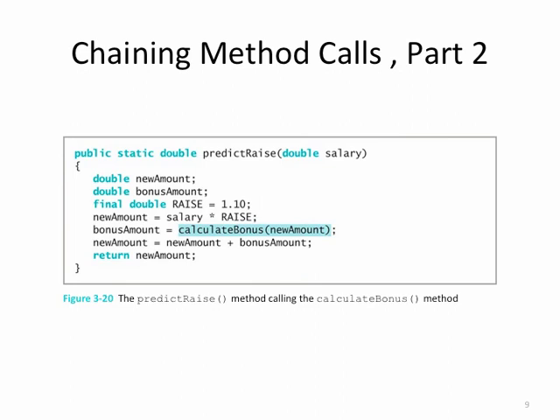Calculate bonus is going to go do its work, whatever that is, and return a value which we will store in bonus amount. Notice that methods that return a value have to be called from the right-hand side of an equal sign, they're a valid R value, or from within, say, system.out.println, from within a println method where we're going to display the result that's returned.